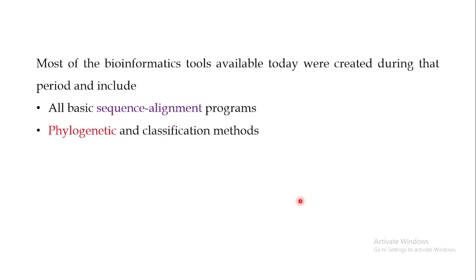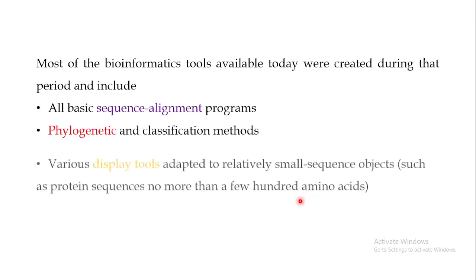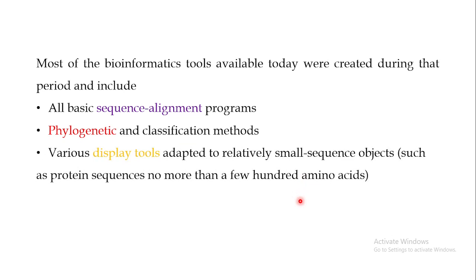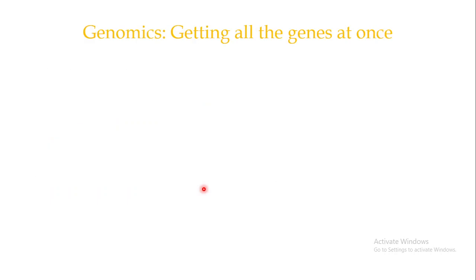Now, most of the bioinformatics tools that are available today were created during that period, and that includes the sequence alignment programs, all of the basic sequence alignment programs. Don't worry about what they are; I'll be focusing on them in detail. It also includes the phylogenetic and classification methods, and the various display tools that were adapted to relatively small sequence objects, for example, if you're dealing with a protein sequence of no more than a few hundred amino acids.